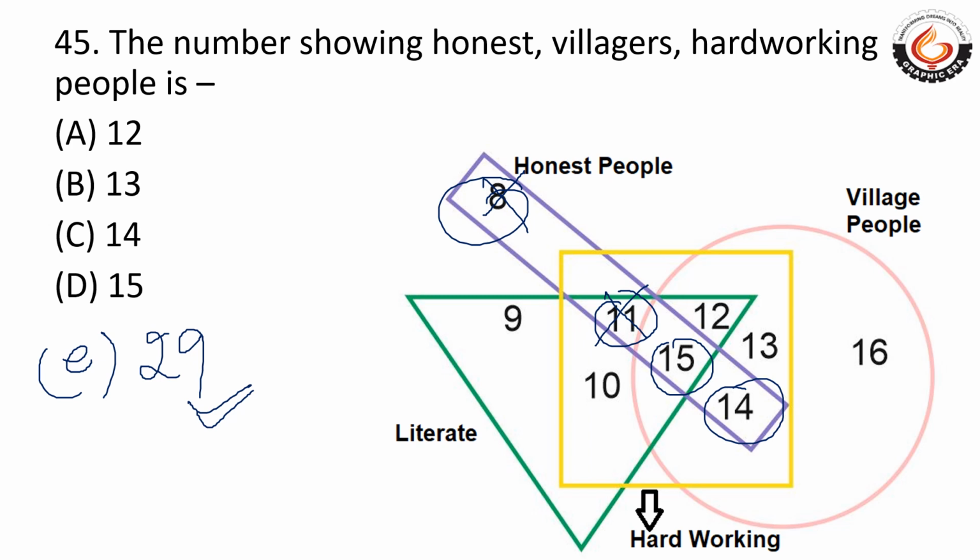But in this case, this 15 is literate also. Sometimes we need to choose a more correct option, we can say that. In this case, option C will be correct, because if the author has not talked about the literate or illiterate one, then we will see only these three conditions.